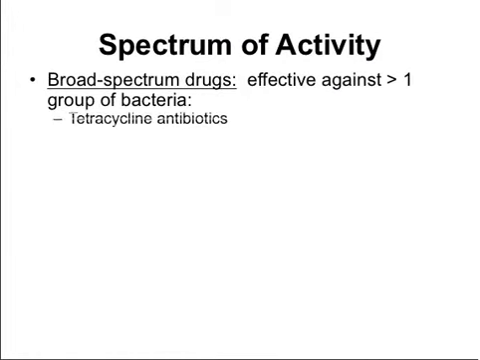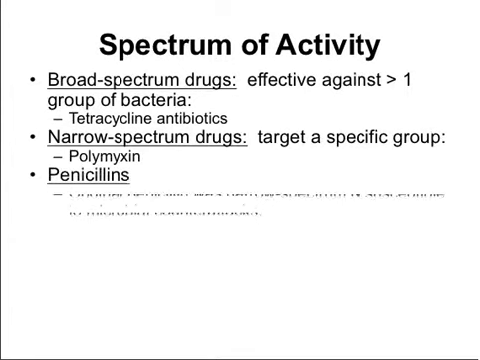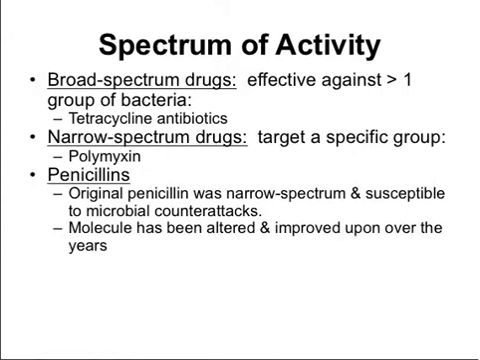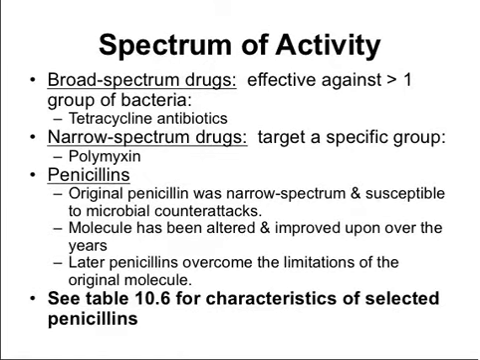Broad-spec drugs are effective against more than one group of bacteria, such as tetracycline antibiotics, while narrow-spec hit a specific group, like polymyxins. Penicillins attack cell wall synthesis. It was initially a narrow-spec that was discovered as a byproduct of mold growth. It's been improved over the years so that it's more stable and more effective. Later penicillins overcame the limitations of the initial discovery. Carbenicillin is an example. Methicillin is another one. More stable versions of penicillin.